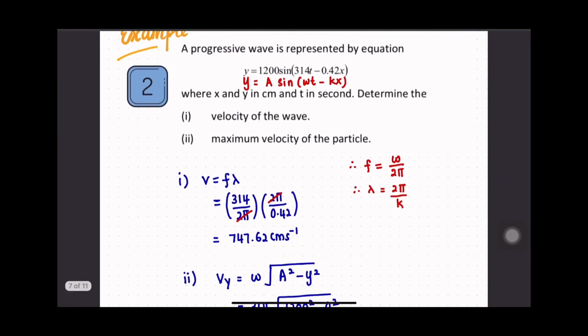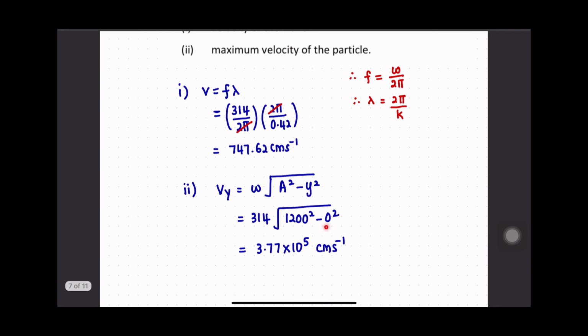Okay, next question. A progressive wave is represented by the equation given, and they ask you to determine the velocity of the wave. So the velocity of the wave is V equal to F lambda. Determine the frequency, determine the wavelength, and then you can determine the velocity of the wave. It's 747.62 cm per second. Next is the maximum velocity of the particle, same as the previous one. Just substitute y equal to 0, because maximum velocity of the particle occurs at the equilibrium position. So Vy is equal to 3.77 times 10 to the power of 5 cm per second. The unit depends on what is given.